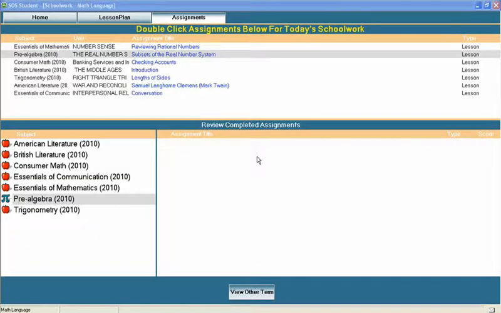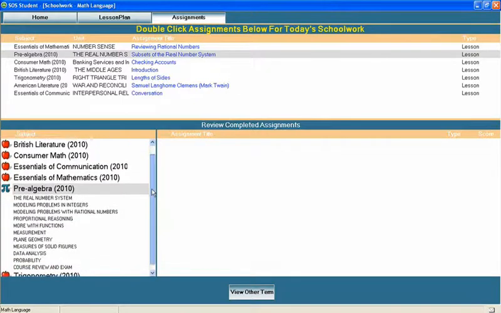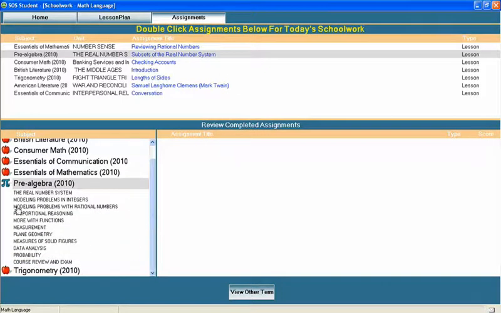Welcome to Switched On Schoolhouse Pre-Algebra. In Pre-Algebra, your students will study units that cover pre-algebra and geometry concepts such as the real number system, modeling problems with rational numbers, more with functions, plane geometry, data analysis, and much more.